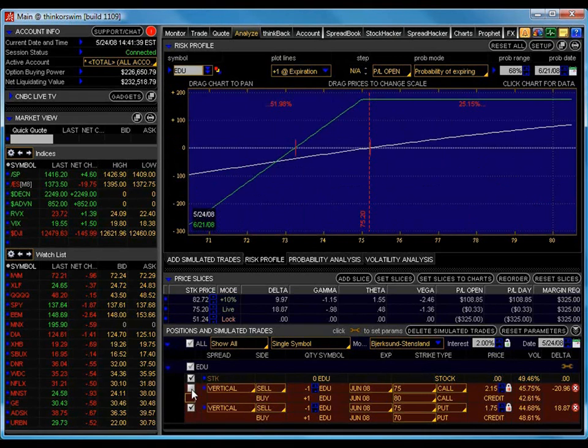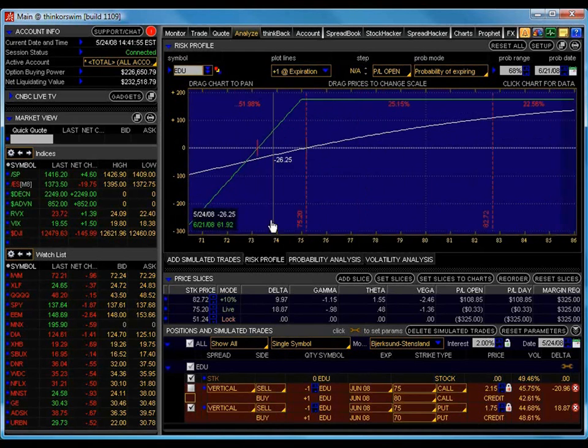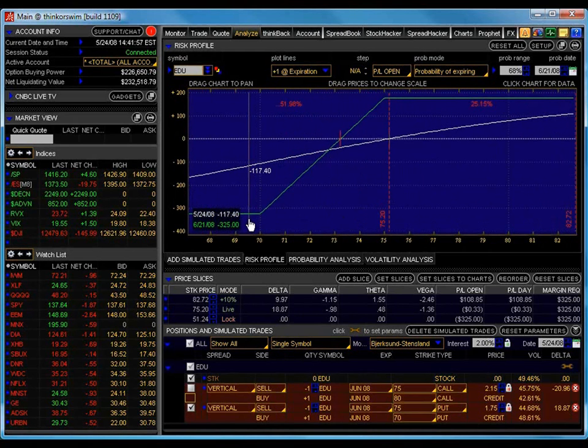And you can see that now if we only have the one vertical spread on there, if the stock stayed the same or went up, we would receive the maximum credit. If it goes against us and goes down, then we will achieve the maximum loss. The maximum loss in this case is $325. The maximum gain is $175 because we sold this spread for a $1.75 credit.